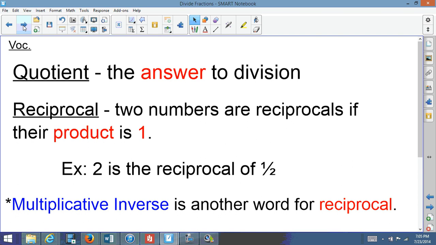So here's our vocabulary. Our first word is quotient. That's the answer to division. Reciprocal: two numbers are reciprocals of each other if their product is 1.